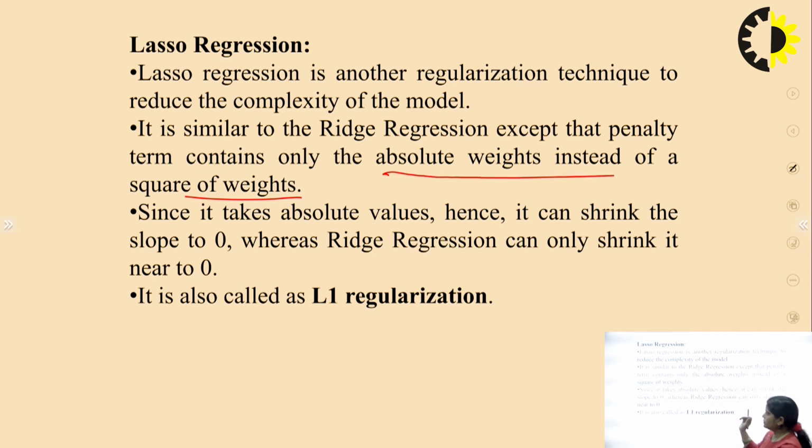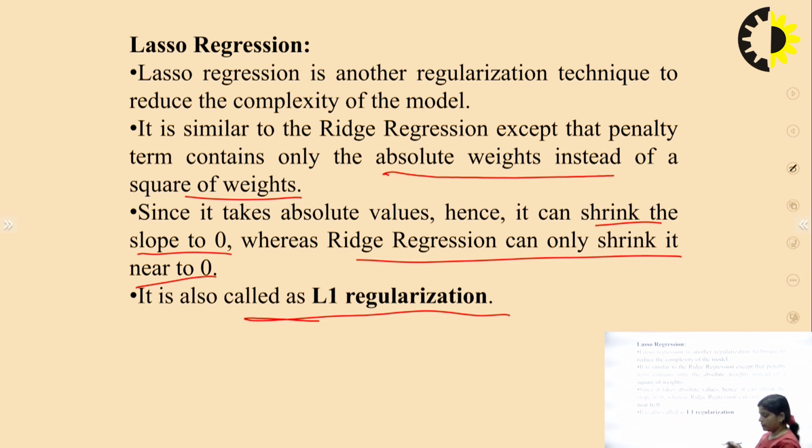Since it takes only the absolute values, it can shrink the slope to 0, whereas ridge regression can only shrink the slope to near 0, not to exactly 0. So it is known as the L1 regularization technique.